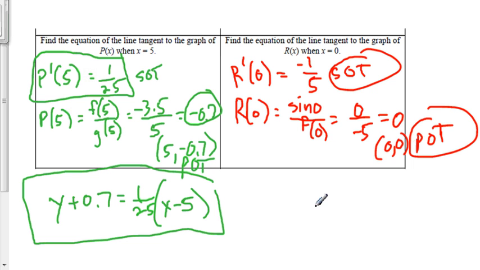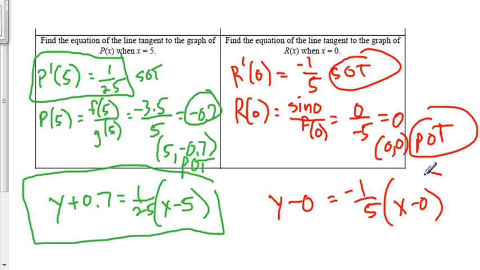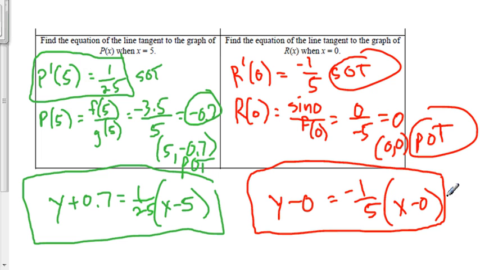And now let's put this into the equation of a line. y minus 0 equals negative 1/5 times x minus 0. Okay, we could leave it like that. If you wrote it as y equals negative 1/5 x, that is also correct.